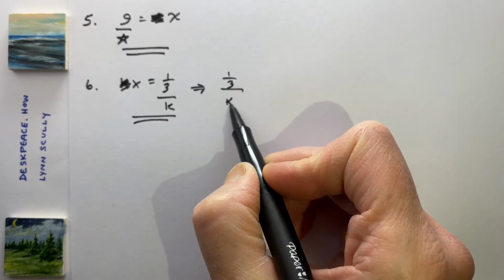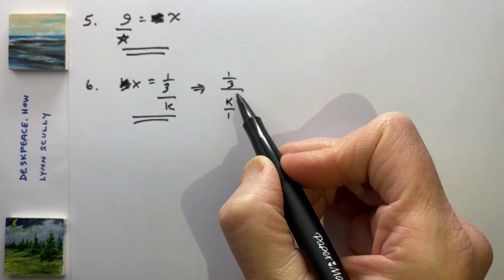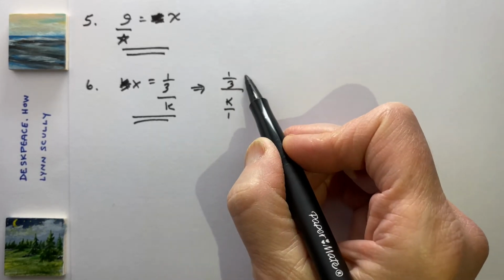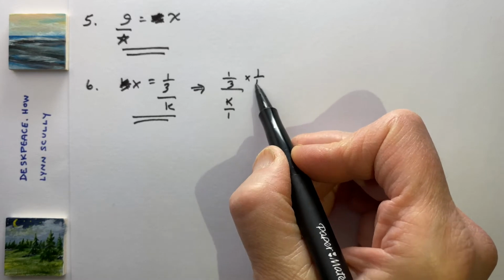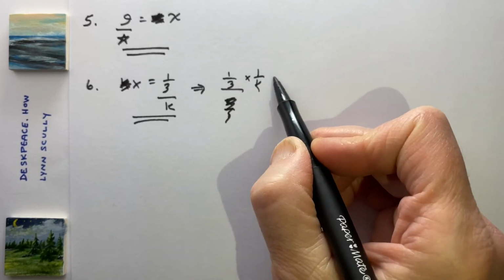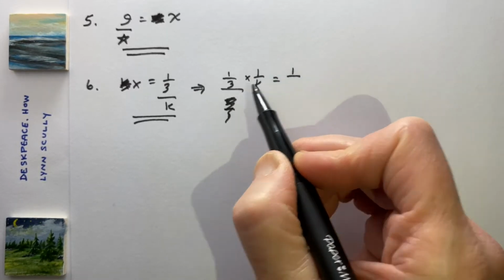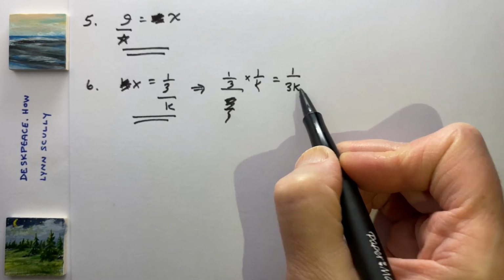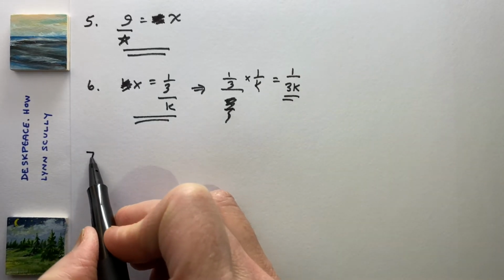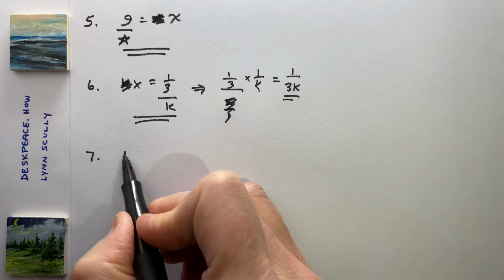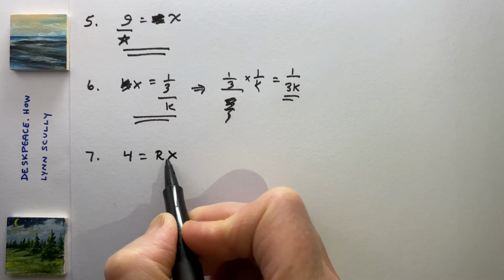1/3 over k. I could put that over 1. How do I handle this division? Flip the bottom over, put it at the top. Multiply tops. 1 times 1 is 1. 3 times k is 3k. That's it cleaned up.